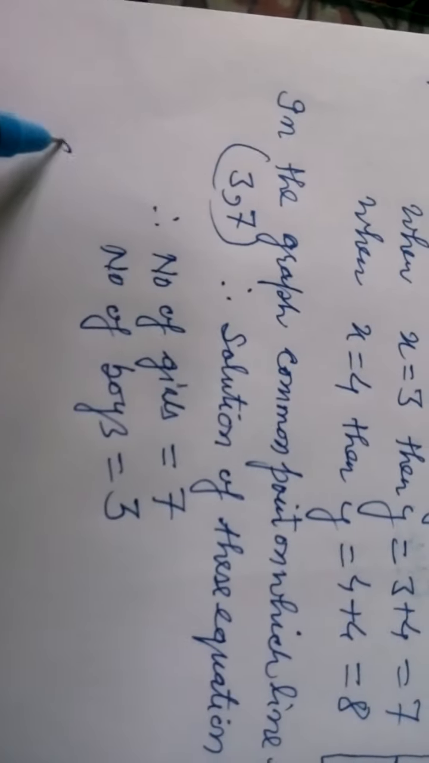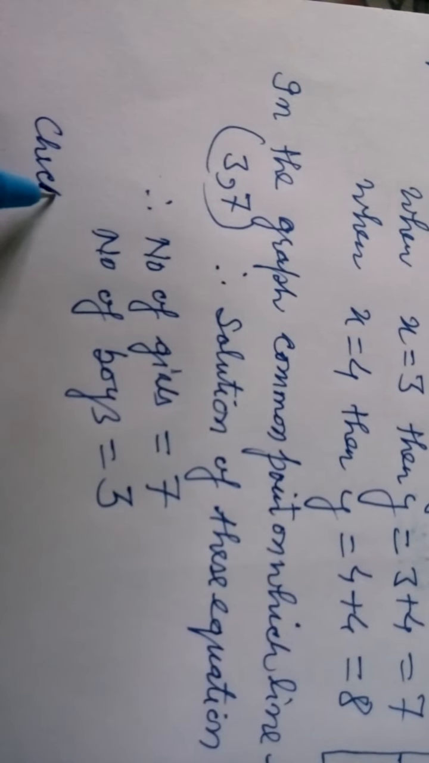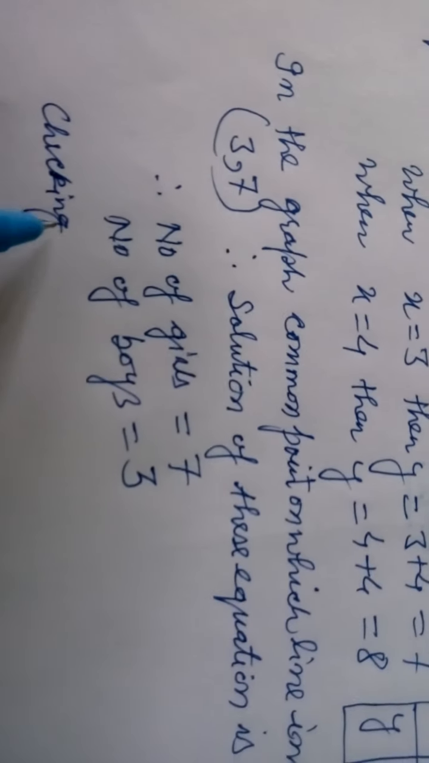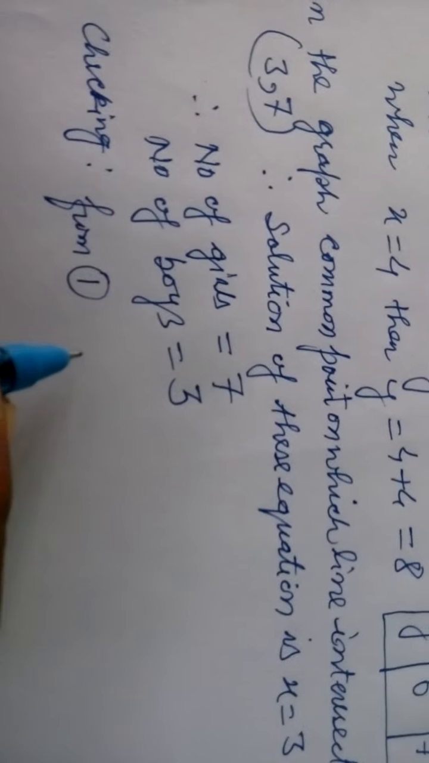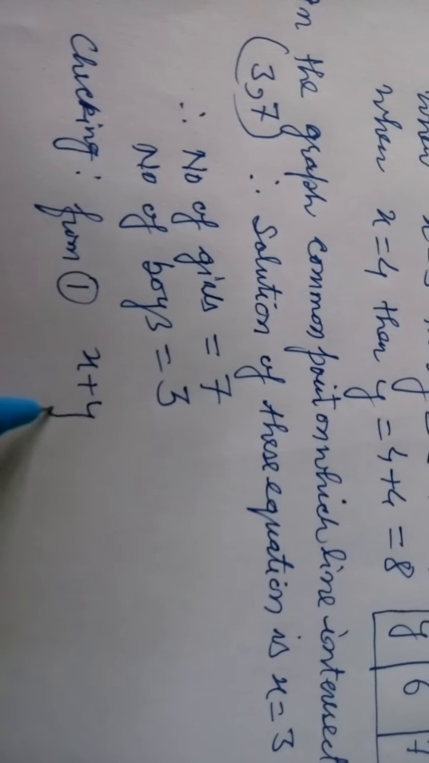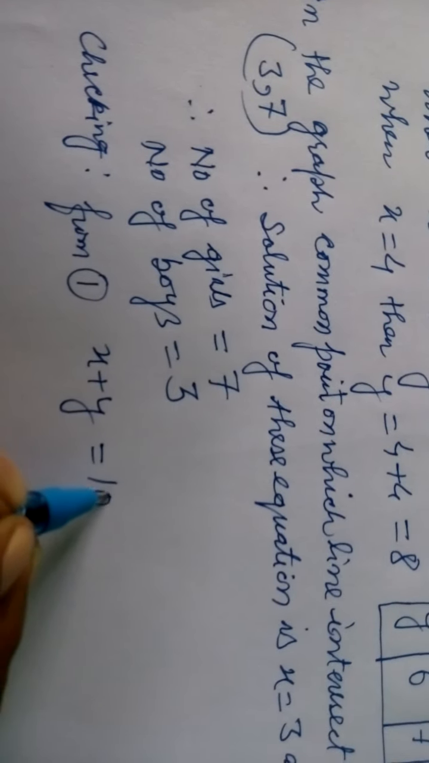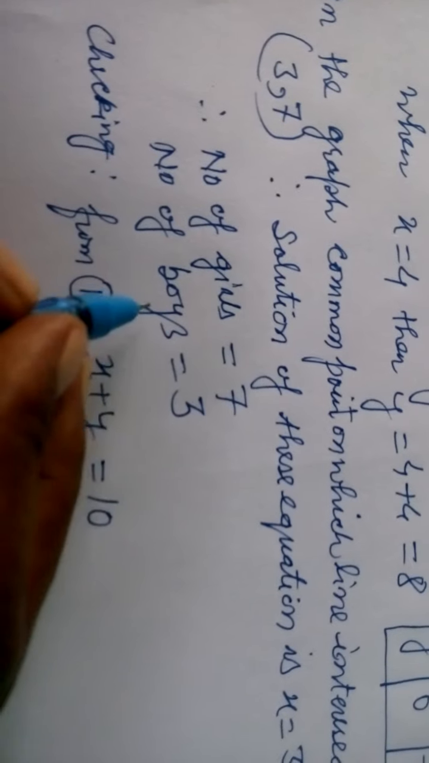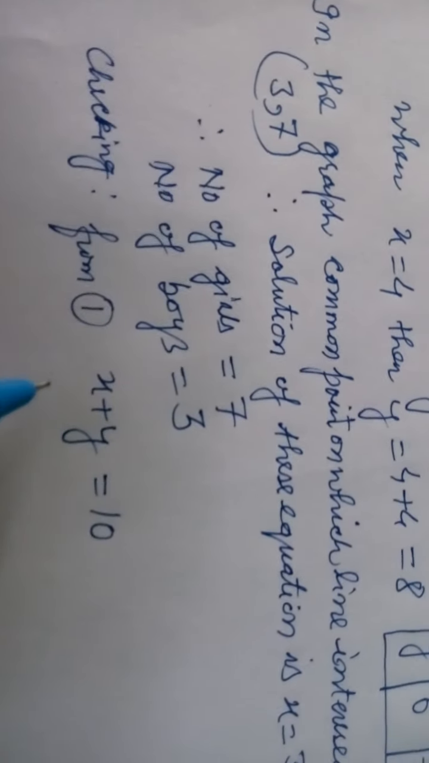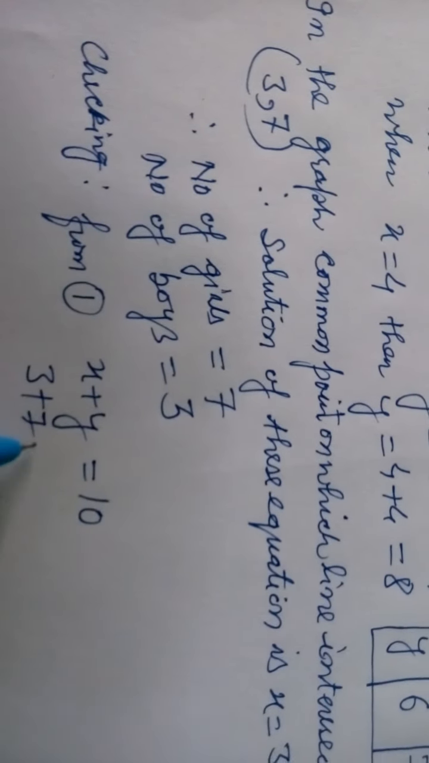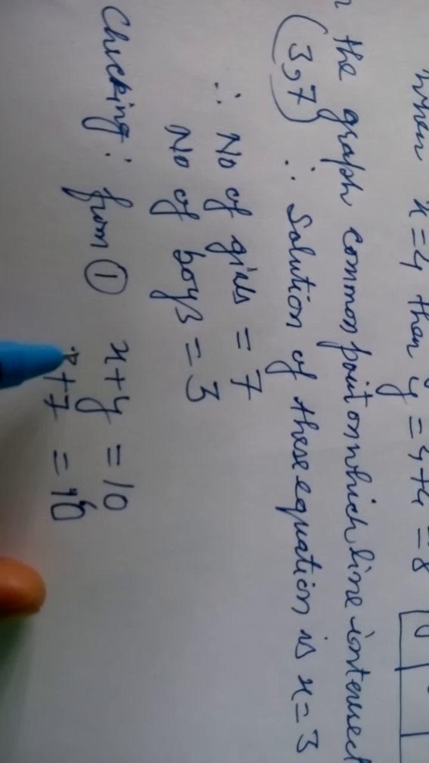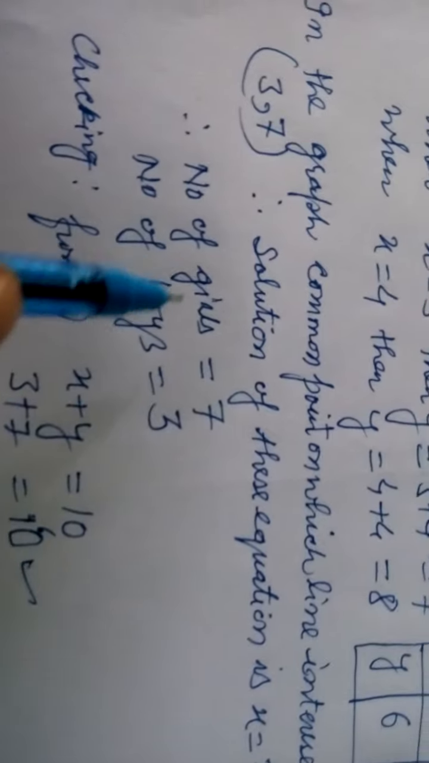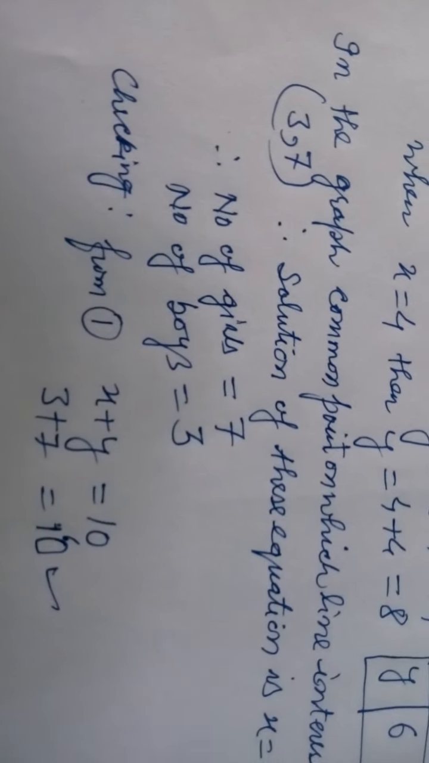Okay, so let us check this. Checking from equation 1, x plus y is equal to 10. With x equal to 3 plus y equal to 7, which is equal to 10. So I can see that the left hand side is equal to the right hand side. That means this is the solution and our solution is correct.